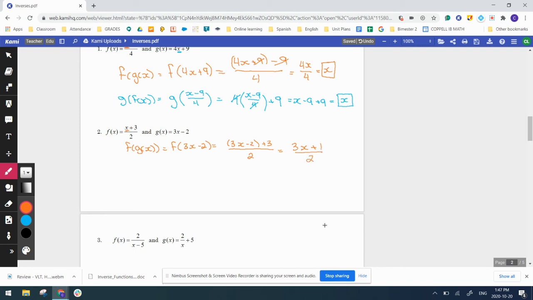So there is no way that I can simplify this down in order to get just an x. This does not equal x. Therefore, f of x and g of x are not inverses.